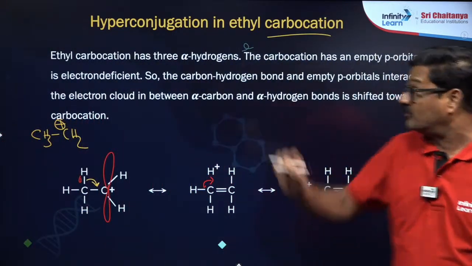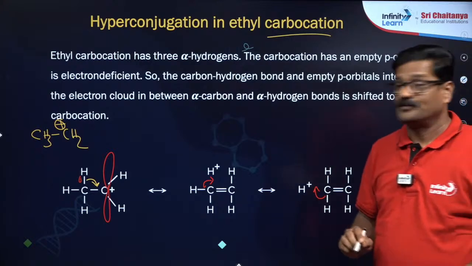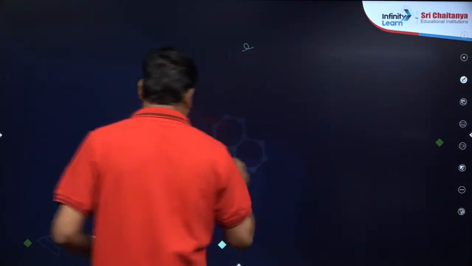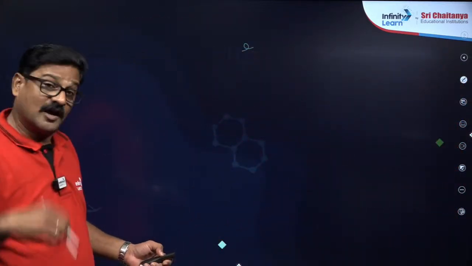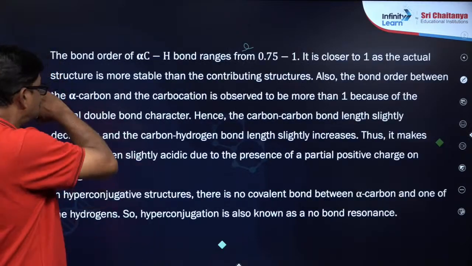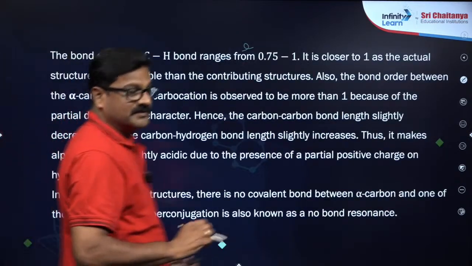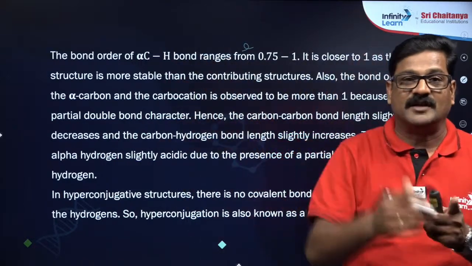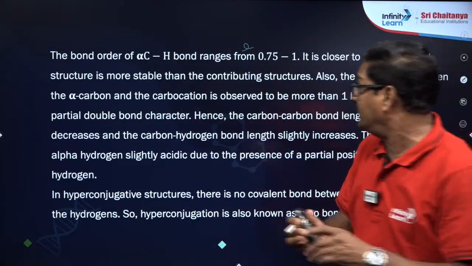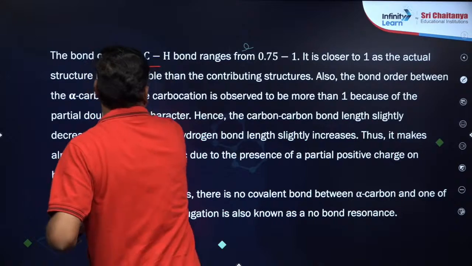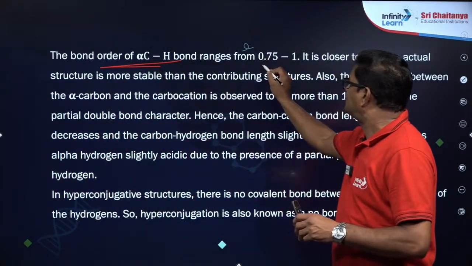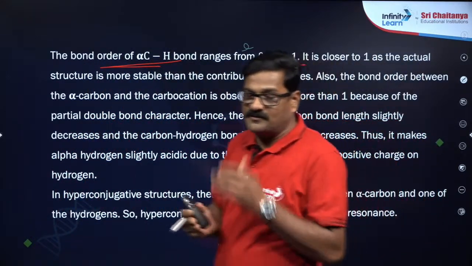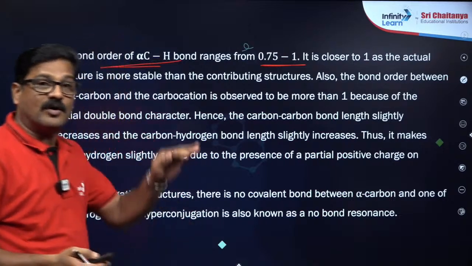Carbocation stability is governed by hyperconjugation, and this hyperconjugation gives the stability for carbon free radicals as well. Because of the hyperconjugation, the bond is moved here and there. Therefore bond order decreases. So the bond order changes from 0.75 to 1. So the bond order is decreased.